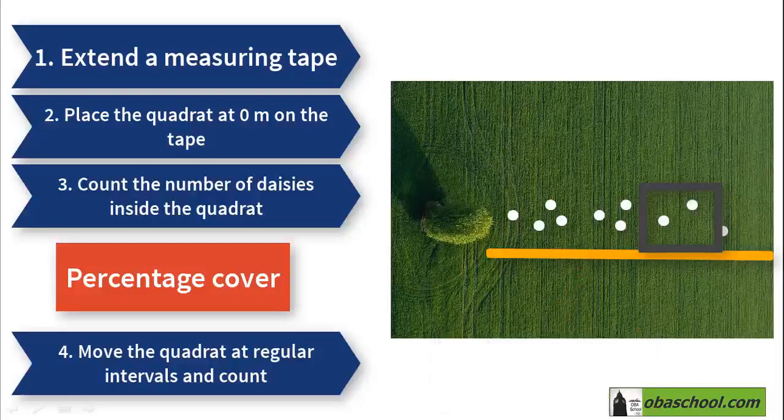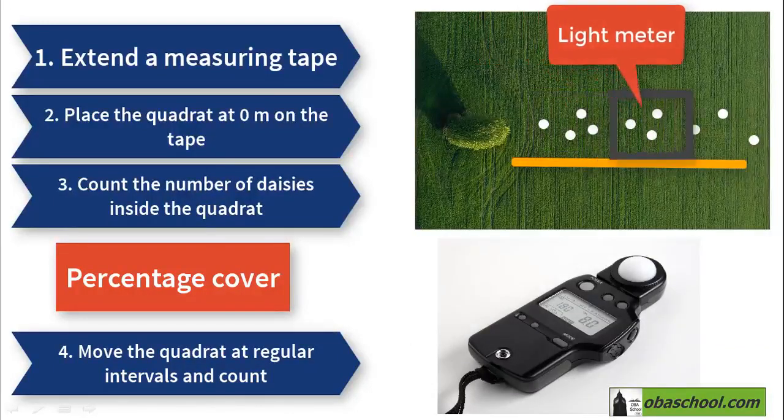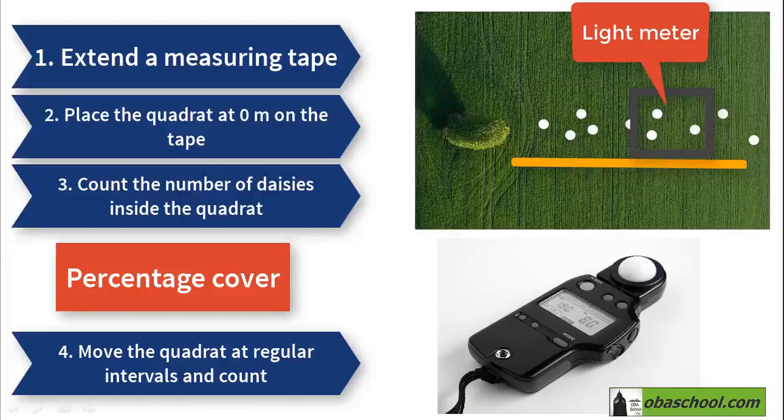Now, to be more scientific, you also need a method to measure the factor you're investigating. So here we are investigating light intensity. So we can use a light meter and measure the light intensity every 1 meter as we move the quadrats.